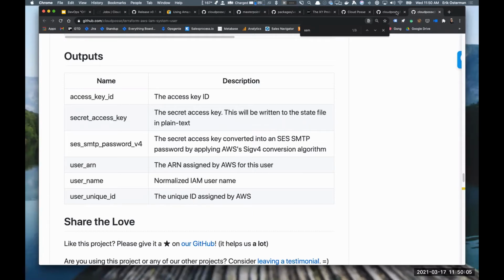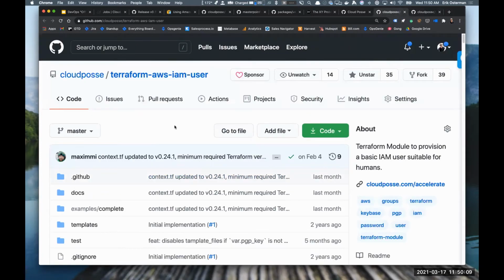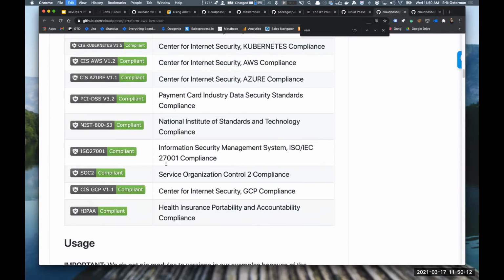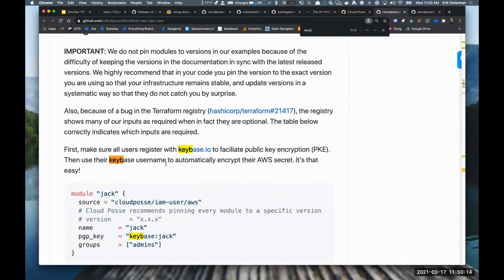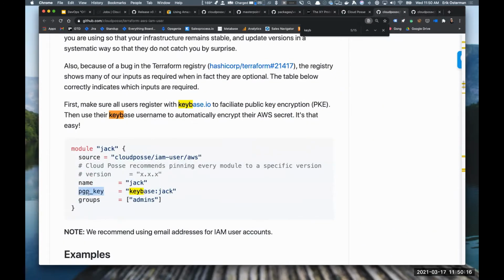But your question is about Keybase. If we're talking about the IAM user module that we have, the PGP key can be automatically passed by just specifying the Keybase username. It then uses that to randomly generate a password, encrypt it with the user's public key, and as an output of this, you would output the decryption command that they would use for Keybase to do that.